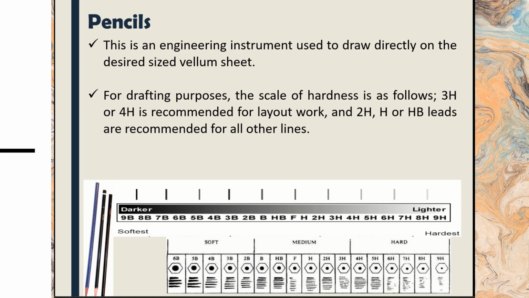And as you go from the medium to the right, the pencil becomes harder, thinner, harder, and lighter, and the more it can mar your drawing sheet. It can even tear your drawing sheet. As you go from the middle to the left, it becomes softer, bigger, and darker. And that's the tendency to stain your drawing sheet too.